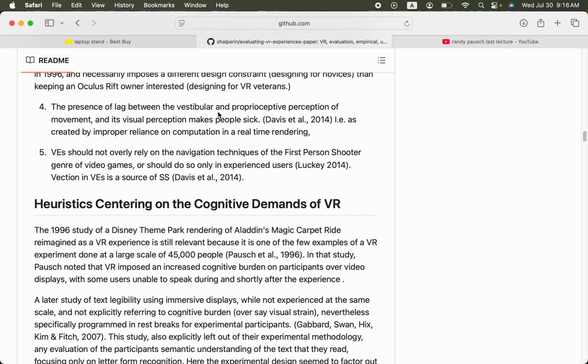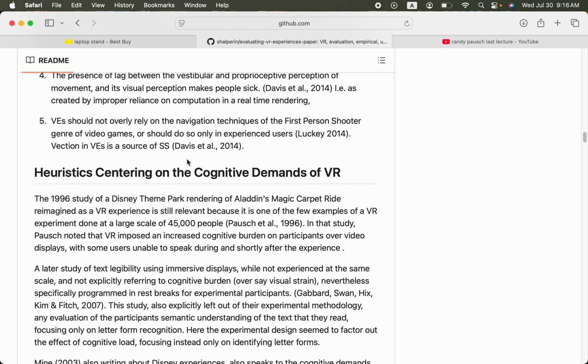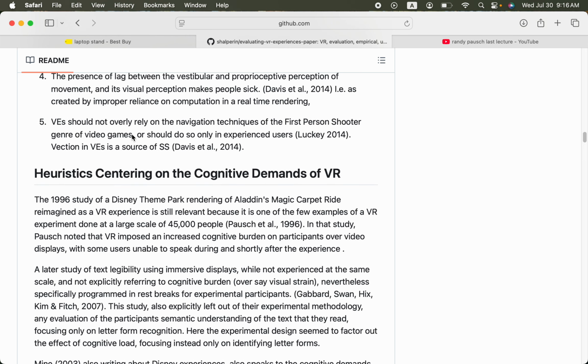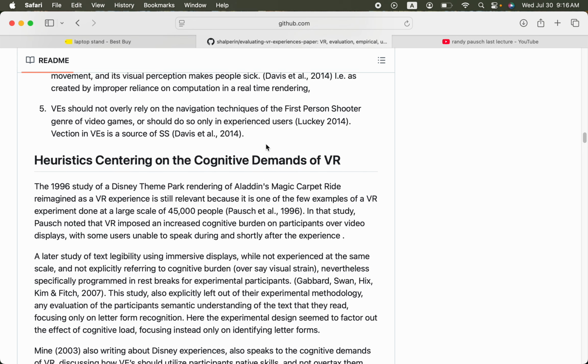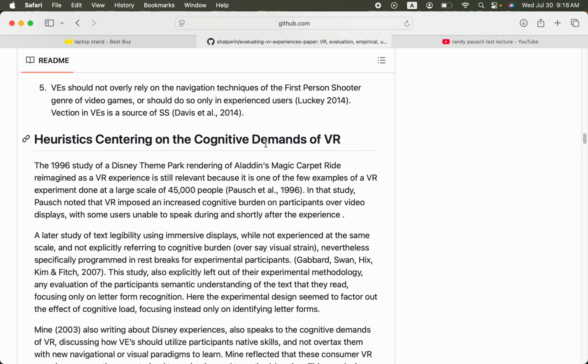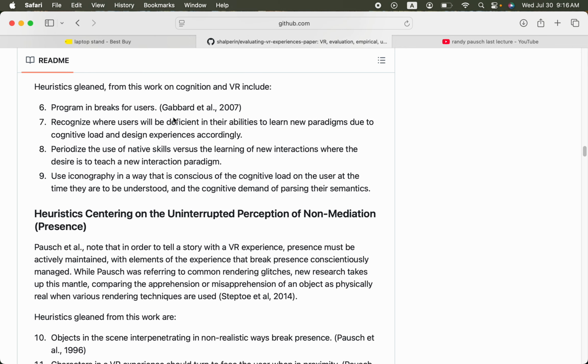So lag is a hardware level problem, although software does come into play there. VR has its own navigation techniques in terms of teleporting, in terms of physically walking around the environment within a guardian, in terms of redirected walking if you're lucky enough to be able to experiment with that in a large space. Breaks for users should be programmed in, absolutely. This is not all Randy Pausch. There are a bunch of other papers.